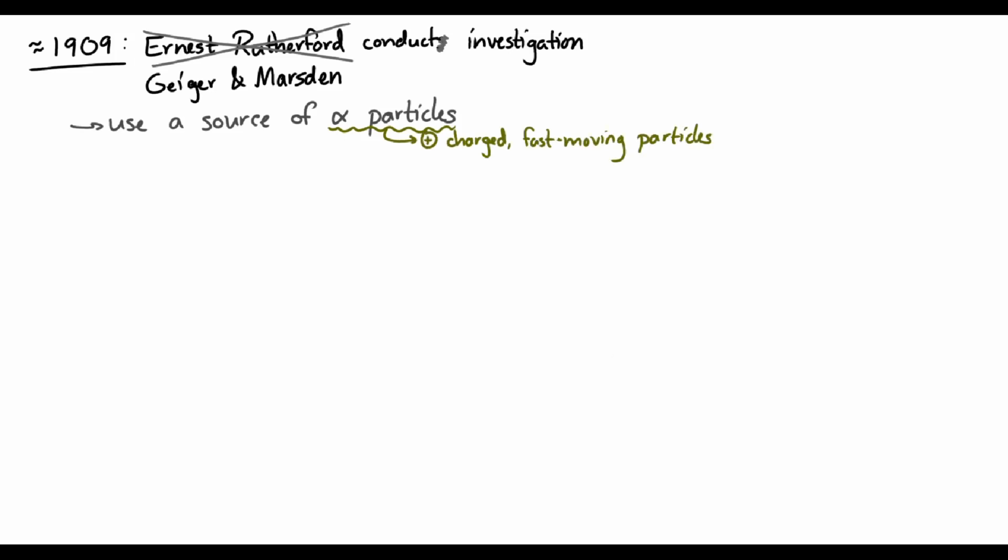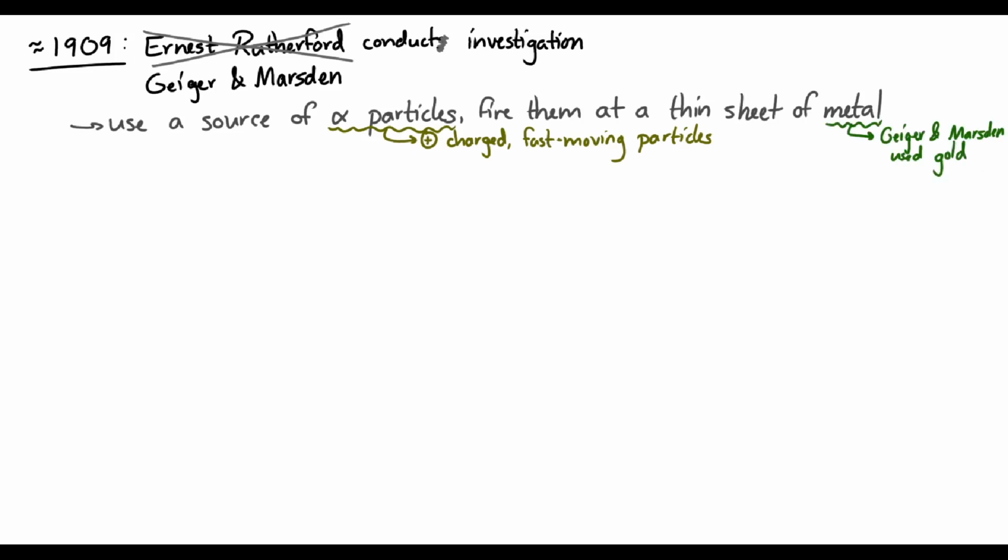And this was the experiment. He wanted them to use a source of alpha particles. Alpha particles are positively charged, fast-moving particles. They didn't really know much about their nature, but they knew they were small, positively charged, and they moved very fast. So he wanted these alpha particles to be fired at a very thin sheet of metal. And Geiger and Marsden ended up using gold because it's very easy to turn gold into a very thin sheet.